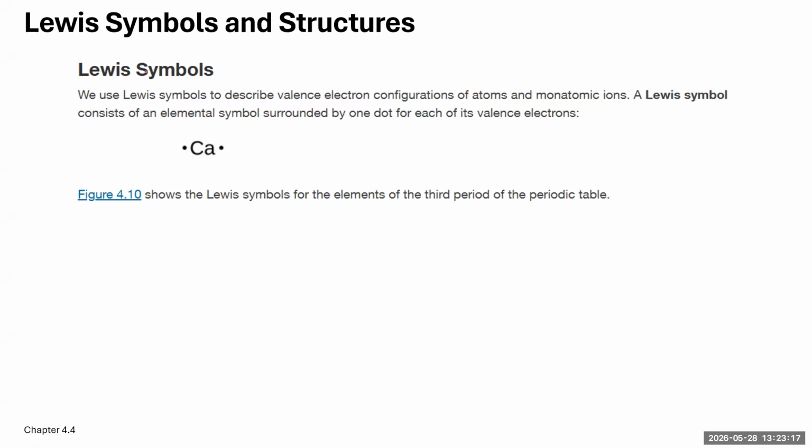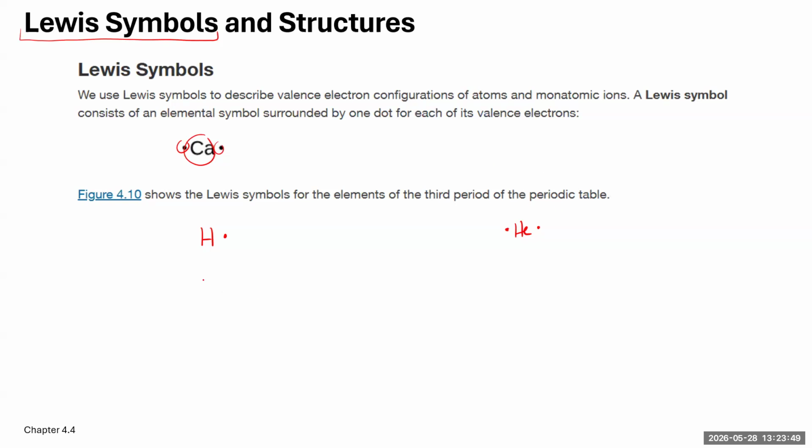All right, so we're going to use something called Lewis symbols or structures. We use Lewis symbols to describe valence electron configurations of atoms and monoatomic ions. Basically, it's the symbol, and however many valence electrons we're going to represent with dots. So hydrogen, one valence electron, it's a dot. Helium, two valence electrons, two dots.